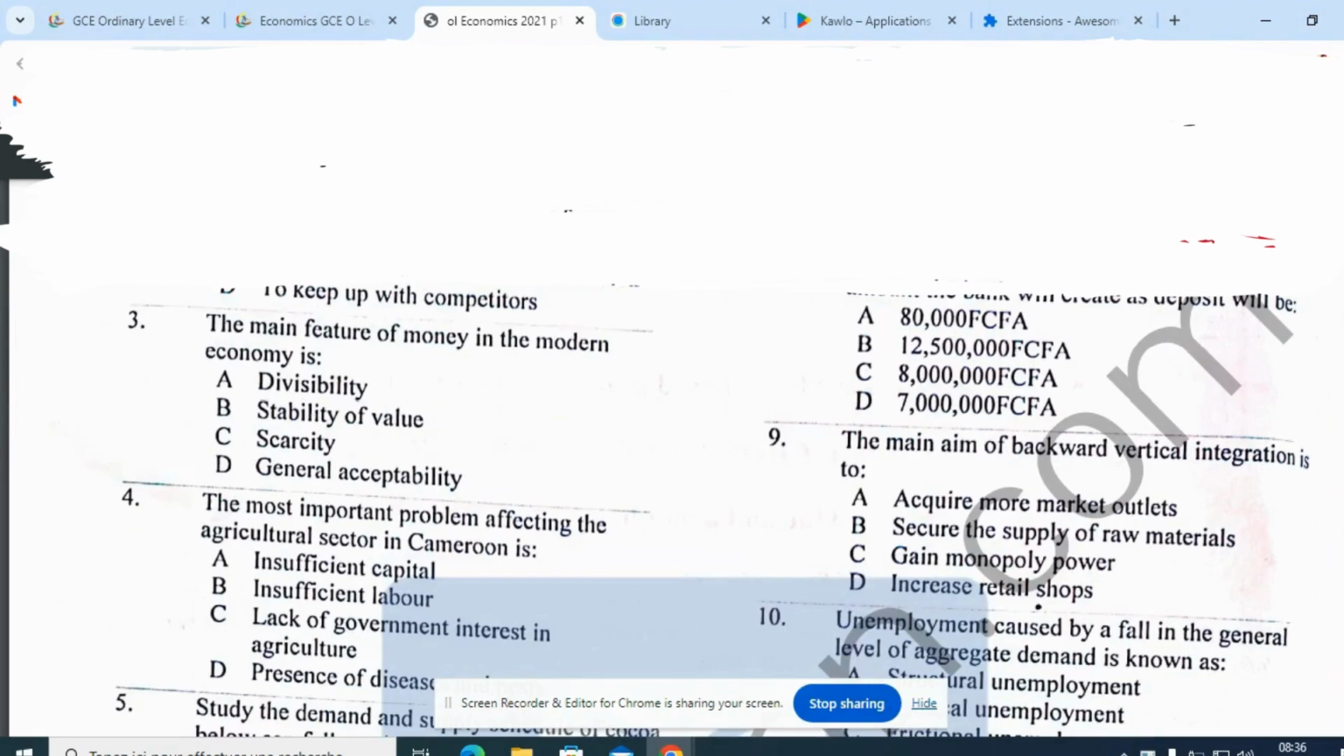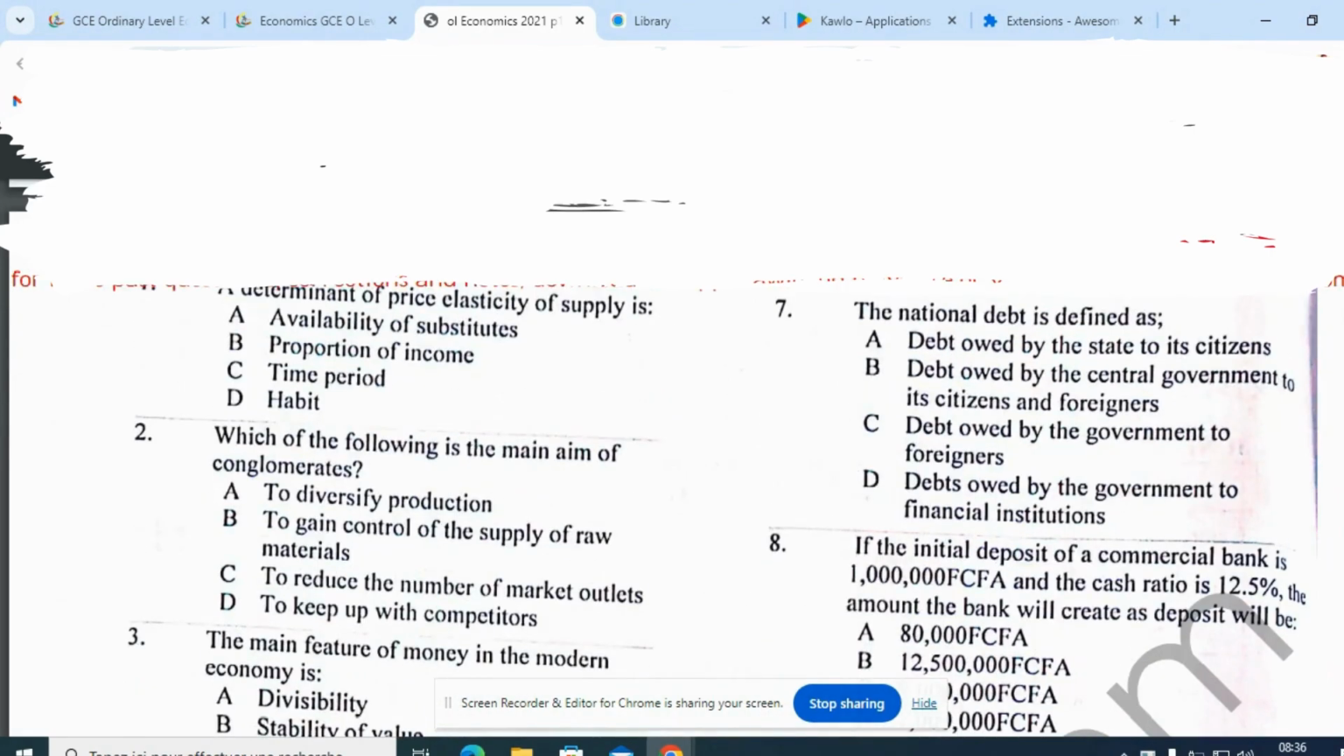Into the first questions, and we're going to see what it's all about. It says a determinant of price elasticity of supply is: one, availability of substitutes, proportion of income, time periods, and habit. The correct answer is A, availability of substitutes. So that's the correct answer for the determinant of price elasticity of supply.